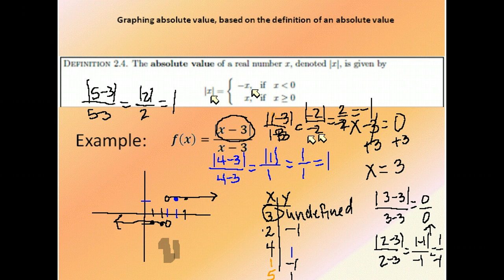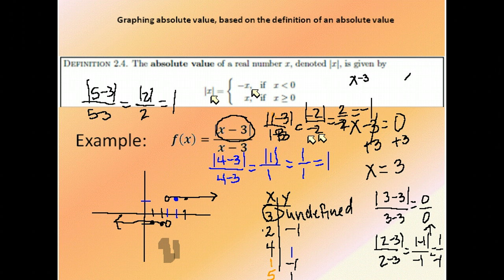Now, when they said to use the definition, what they were wanting us to do is to say that f of x would be equal to x minus 3. Excuse me, sorry, had an interruption there.